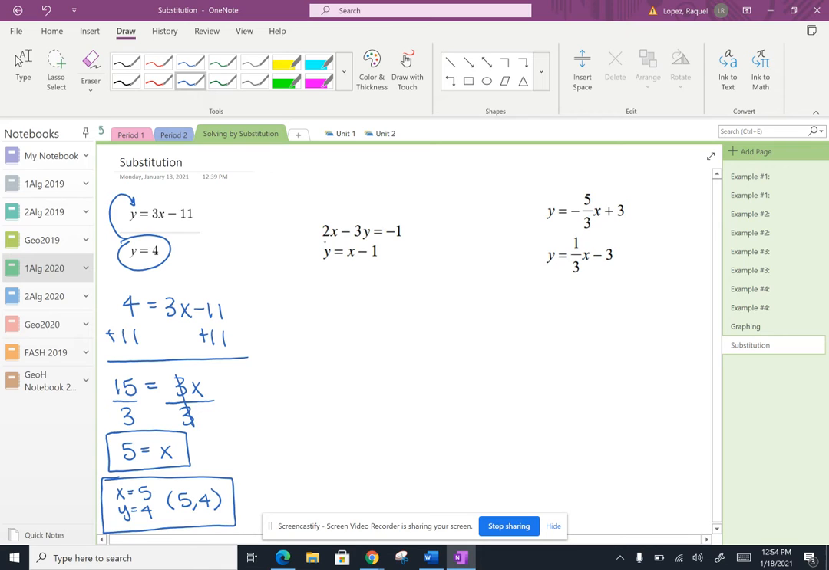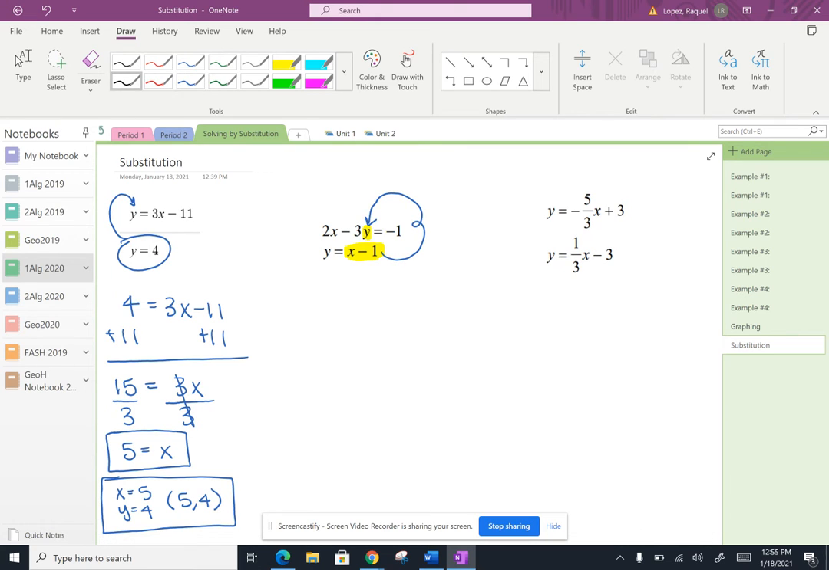The next one is a little different. It reads 2x minus 3y equals negative 1, and the other equation is y equals x minus 1. So I have one equation where I have y by itself. That means I'm going to take this thing that reads x minus 1, because y is worth x minus 1, and I'm going to substitute it in for y into this first equation.